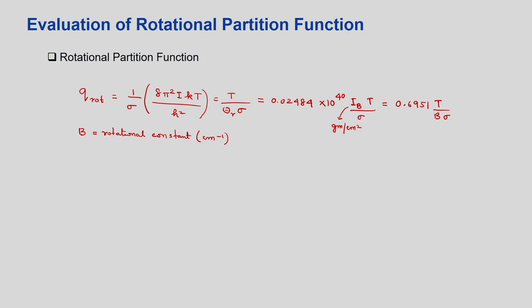For a nonlinear polyatomic molecule, let us also write the rotational partition function. For a nonlinear molecule, the rotational partition function can be written as Q rotational. The equation is a bit complicated here: the product over i of 8 pi square I_i kT by h square, to the power of half, then root pi by sigma, T cube. Here i equals 1, 2, 3, which means the 3 principal moment of inertia axes, x, y and z direction. So you have to compute the moment of inertia in x, y and z direction.